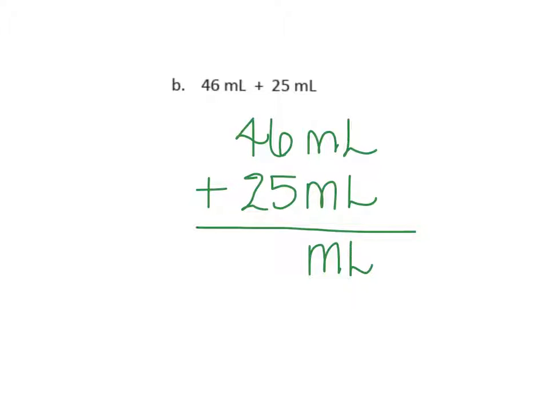So my label is milliliters. 6 plus 5 is equal to 11. I'm going to write the 1 and carry the 1. 1 plus 4 is 5. 5 plus 2 is 7. My answer is 71 milliliters.